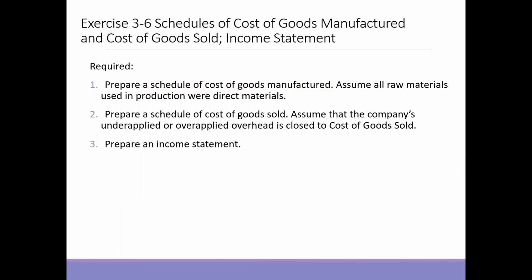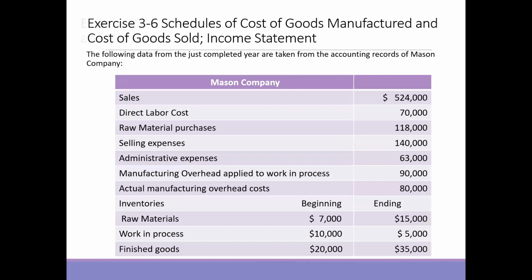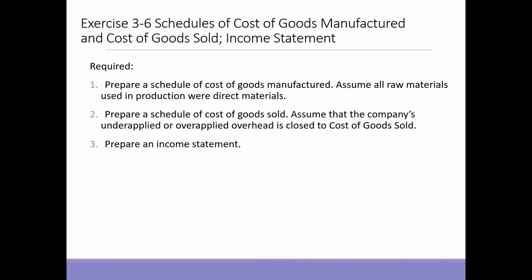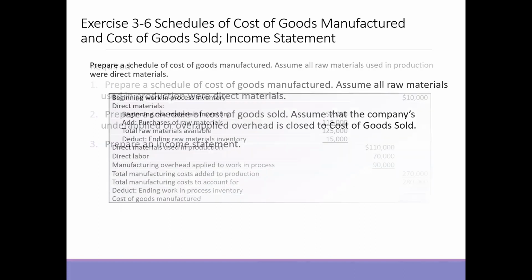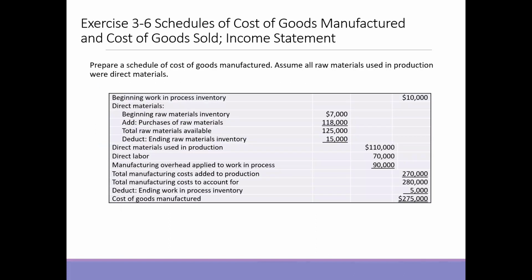Prepare a schedule of cost of goods manufactured. Assume all raw materials were direct materials. So they're not going into manufacturing, they're going right into work in process. So let's do that one first. We're going to utilize all this information to figure it out. We'll start with what beginning work in process was, the 10,000. Okay, that's what we start with.